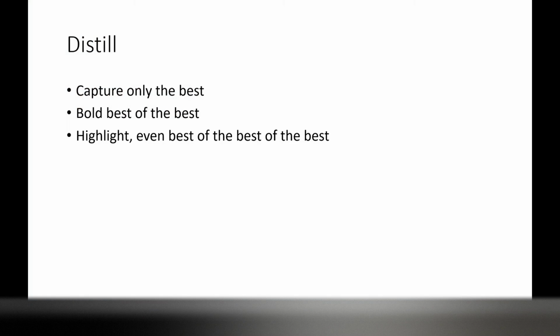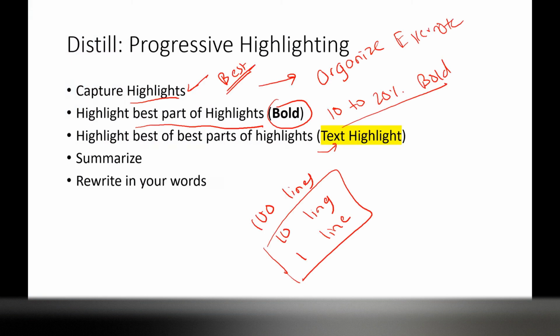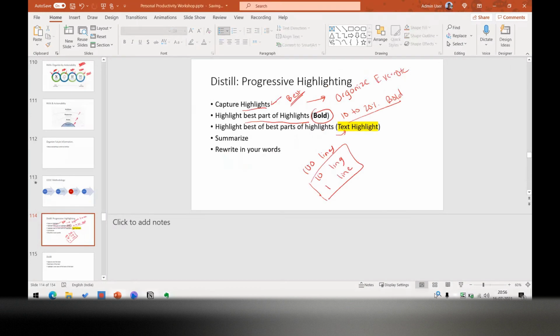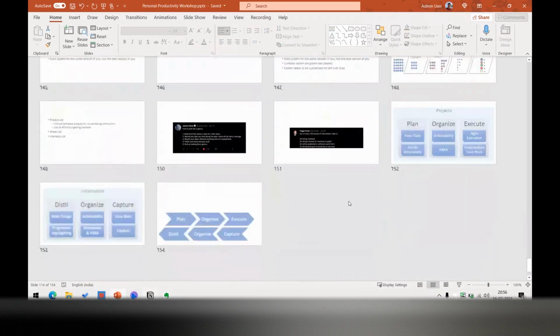Okay, so the assignment is: pick any article you like, highlight the best part of that article through Diigo, copy all the highlights and save them into Evernote. Then bold the best parts of that text. Then highlight the best parts of those bolded sections. Then you will see how easy it is to learn what was written in it. So this is what progressive summarization gives you.